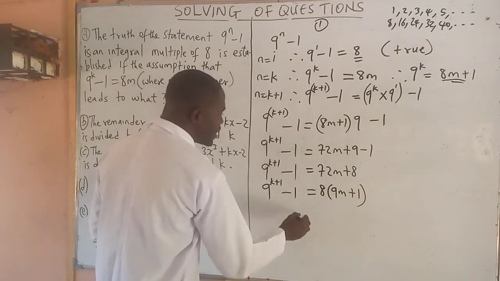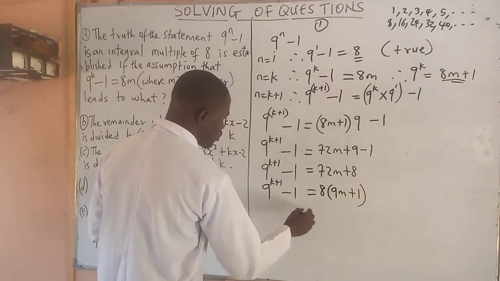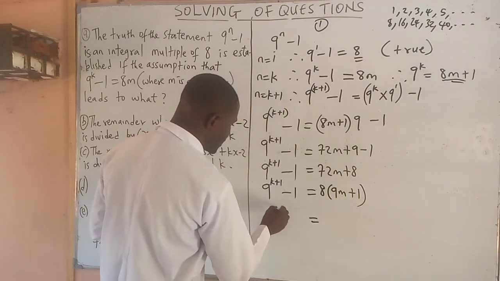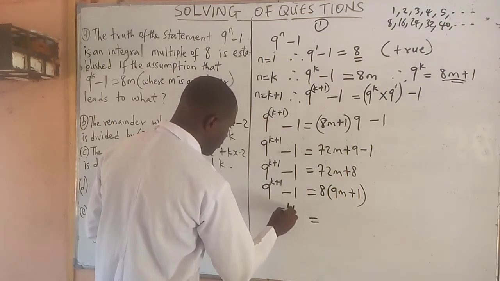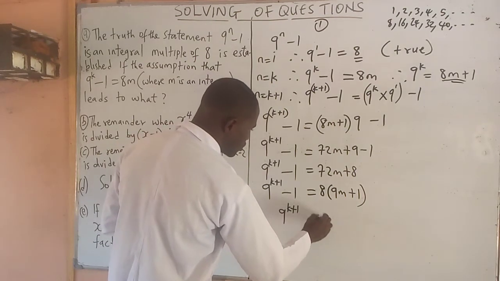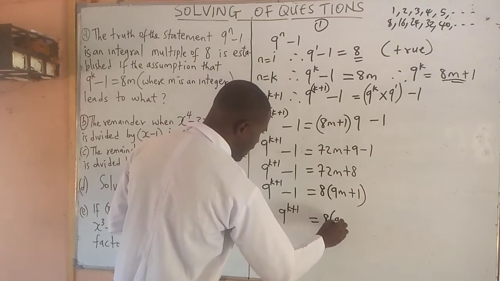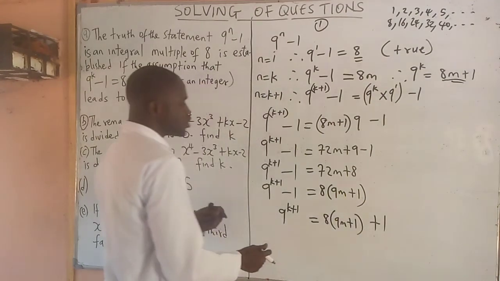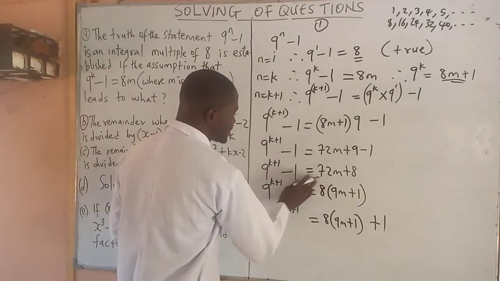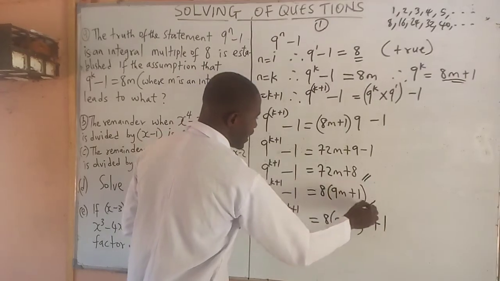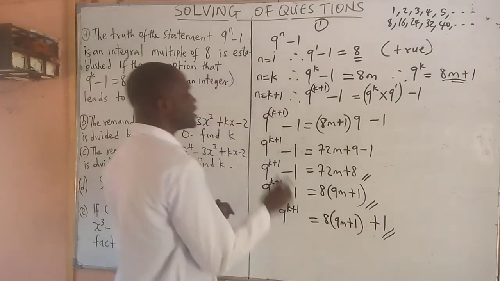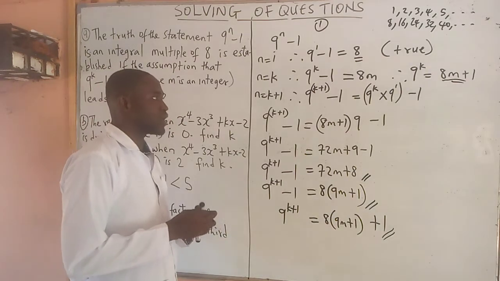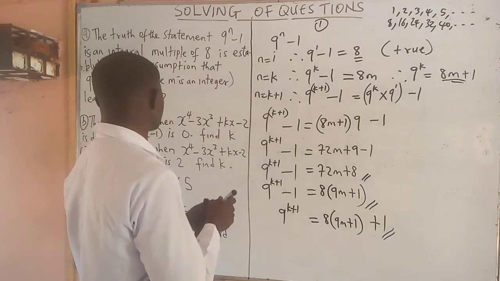You can also put the answer this way. Carry minus 1 to the other side: 9 raised to the power of k plus 1 equal to 8 bracket 9m plus 1 plus 1. So, any of these can serve as an answer. So that is how to solve question number 1. As you can see, we are done with that. We go to question number 2.